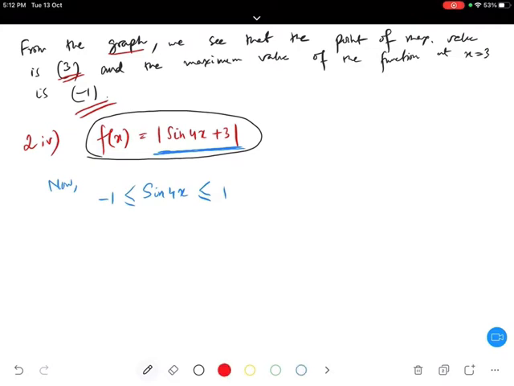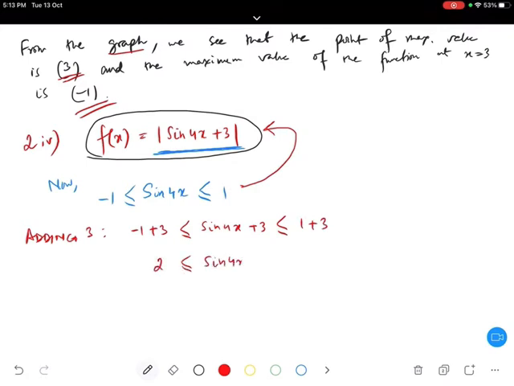So now from here I will try to get this portion of the function. So what do you have? Sine 4x plus 3, right? So what I will do, I will add 3 on all sides. Now if I add 3, what do I get? Minus 1 plus 3, sine 4x plus 3, then we have 1 plus 3. So here I can write 2, then it is sine 4x plus 3, then we have 4. Right?